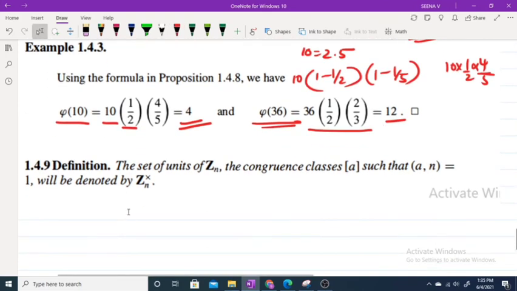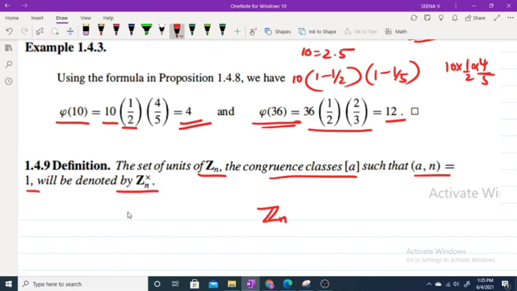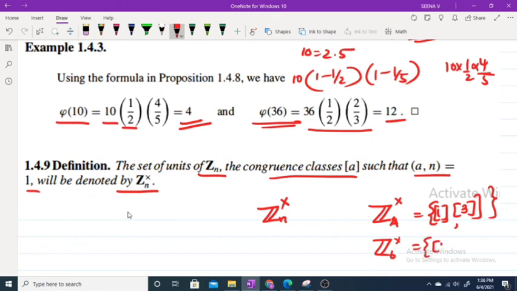Now moving to the last definition. The set of units of Zn, the congruence classes a such that a is relatively prime to n, will be denoted by Zn multiplication. What about units in Z4? Units are class 1 and class 3. Units in Z6 are 1 and 5. Okay, that's all for today.